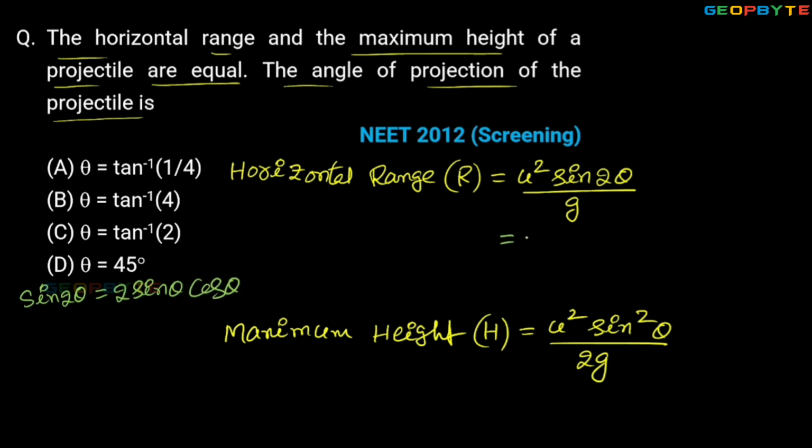Therefore, this range can be written as u square into 2 sine theta cos theta divided by g. Okay. Then let us take another slide.